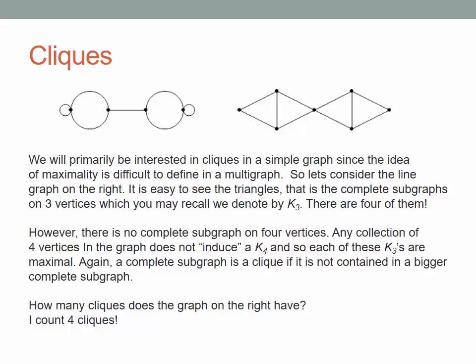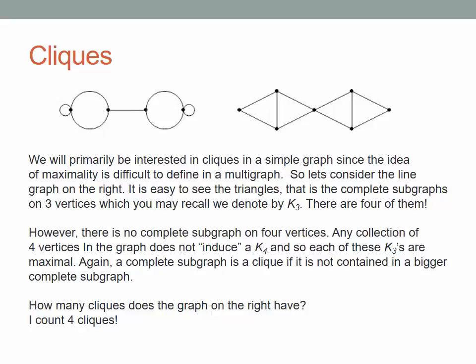Now, since you cannot add another edge in a simple graph if the subgraph is complete, it's easier to view what a clique is in terms of a simple graph. So we're only going to talk about cliques in view of simple graphs, like the graph on the right and not the multigraph on the left.